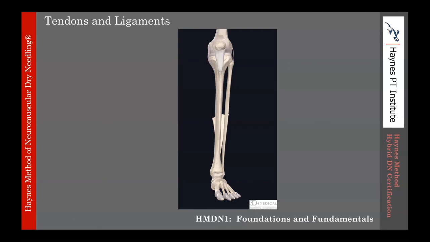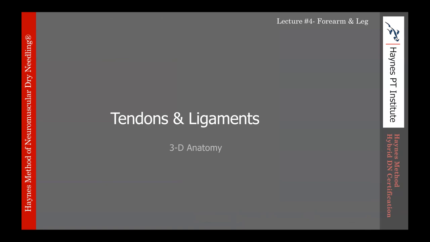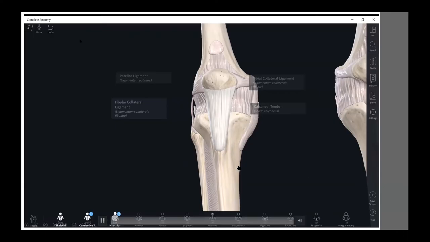Okay, onto the tendons and ligaments. We're almost there. We're just going to look at four here. Some 3D anatomy, just really quick. And finally, a 3D look at four of the tendons and ligaments in the lower leg.